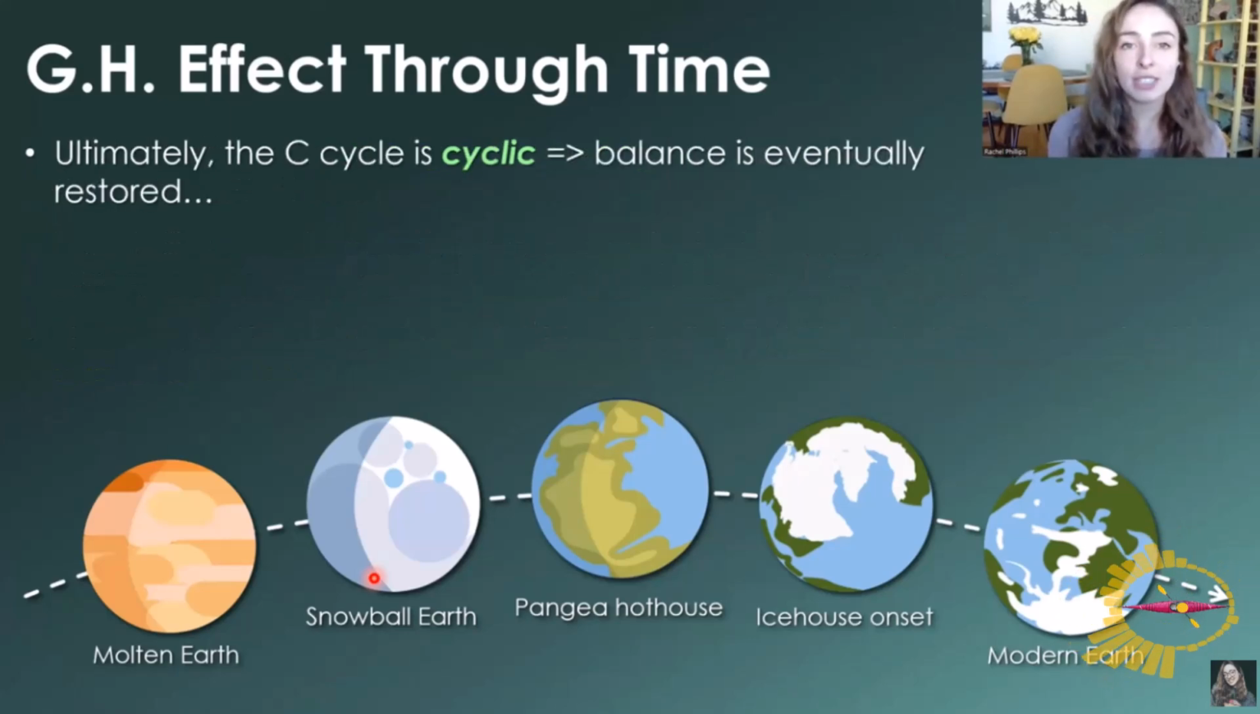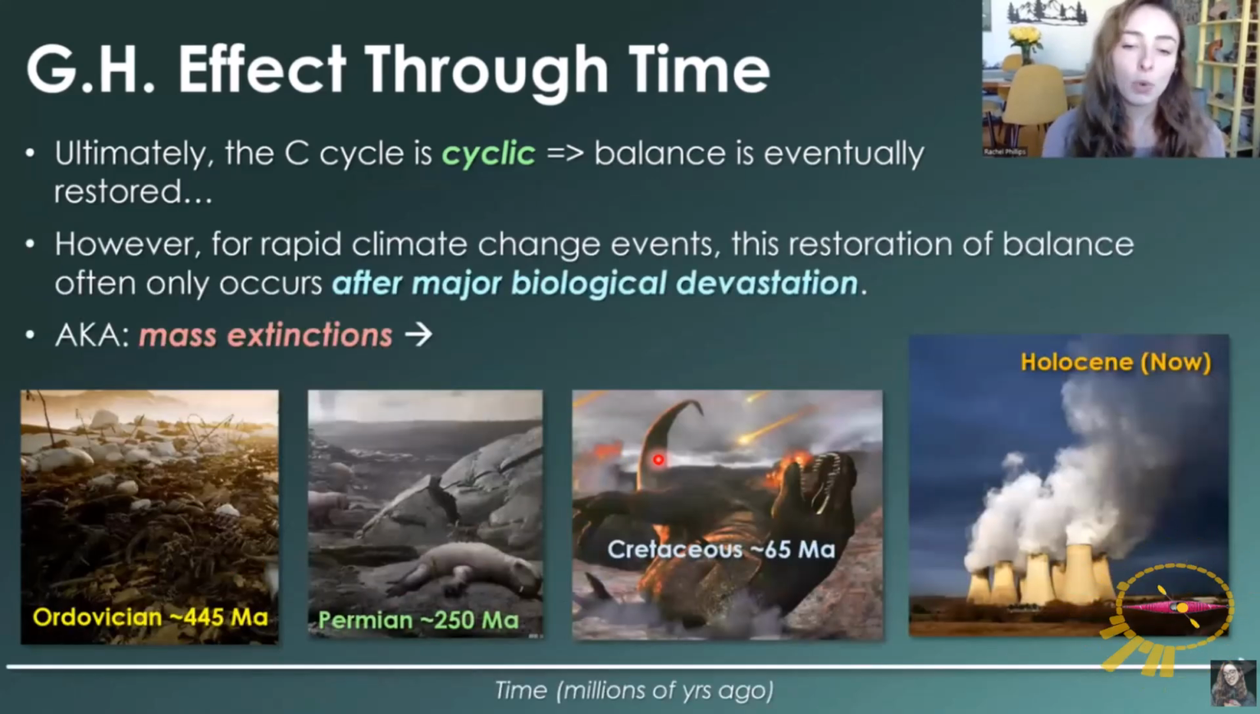Ultimately, though, the carbon cycle is cyclic, thus balance is always eventually restored. In other words, during periods like Snowball Earth or the end Permian mass extinction, where carbon in the atmosphere drastically decreased or drastically increased, eventually that was brought back around because the carbon is cycled back through the atmosphere or back through the geosphere, and everything balances back out from there.